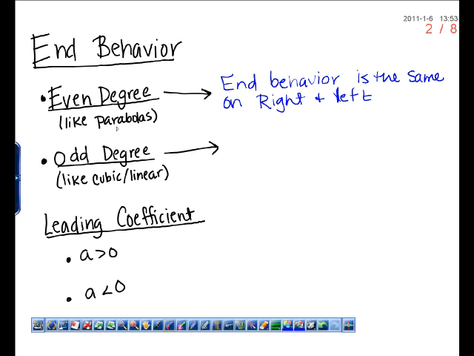Why do you think I gave you this hint, like parabolas? Yeah, because parabolas, do they have the same end behavior? Both tails are either pointing up or they're pointing down, but they're always pointing in the same direction. So if you don't remember this rule, just remember that for even degrees, the end behaviors are all going to be the same. They're always going to be either both pointing up or both pointing down.